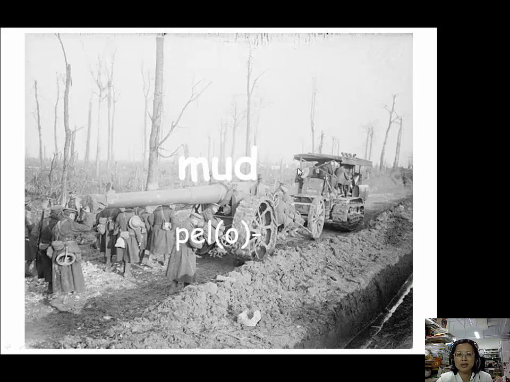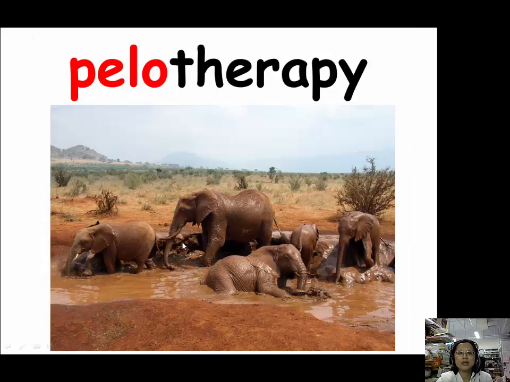For mud, we could use this prefix pelo, P-E-L-O, and our example is pelotherapy. Pelotherapy is body therapy using mud or clay. Like in this picture, these elephants are getting a pelotherapy. They are covering themselves completely with mud. In that way, it can prevent them from being bitten by parasites.